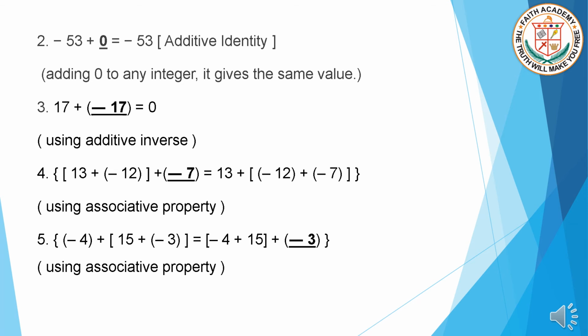Moving on to the third question. 17 plus dash is equal to 0. So what should be added to 17 to get 0? Yes children, you have to add the additive inverse of the number. Now if the number is 17, its additive inverse would be, yes, you have guessed it correct, minus 17.